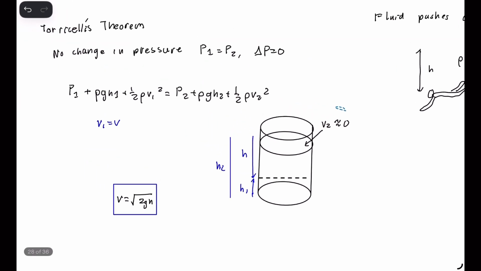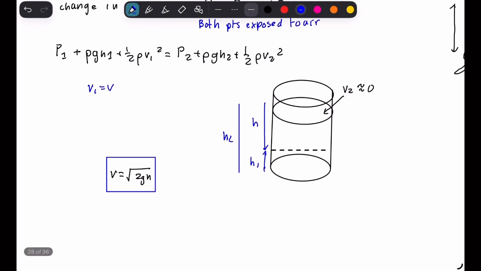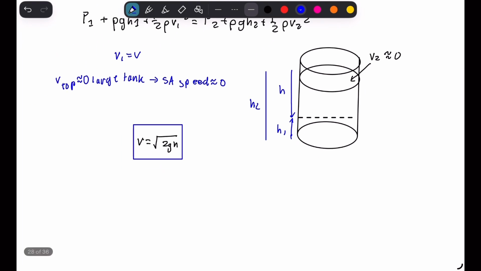We're going to say that P1 is equal to P2. Both points exposed to air. We're going to say that you have a large tank, so your surface speed is approximately 0. So we're going to say that V top is approximately going to be 0. And then we say that the fluid exits the hole. So we're going to say the speed is equal to V.